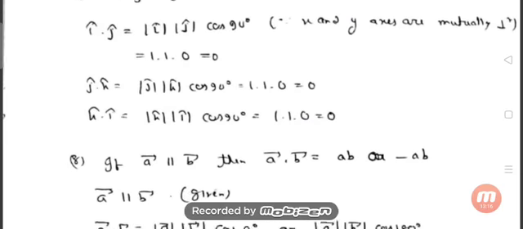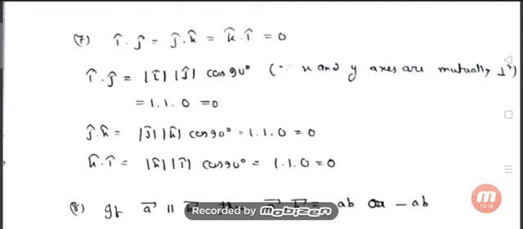That is the 6th property. Now I go to the next property, number 7: i cap dot j cap is equal to j cap dot i cap is equal to k cap dot i cap. So i, j, k are the unit vectors along the x-axis, y-axis and z-axis. Remember that, this is the standard notation used to represent the unit vectors along the x, y and z-axis. So if you do the dot product of two different vectors, i and j, or j and k, or k and i, that will lead to 0.